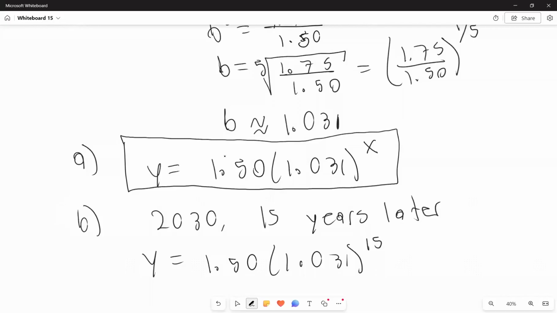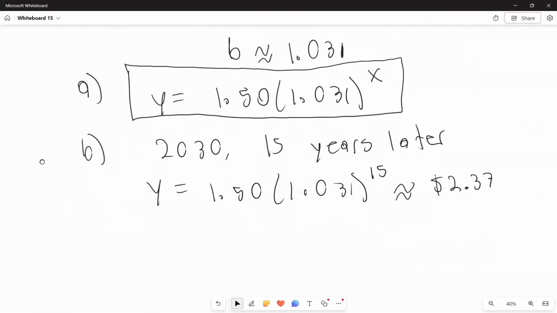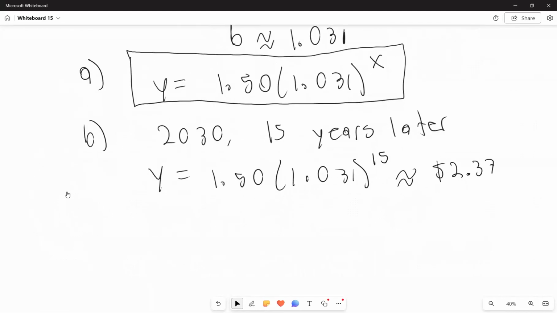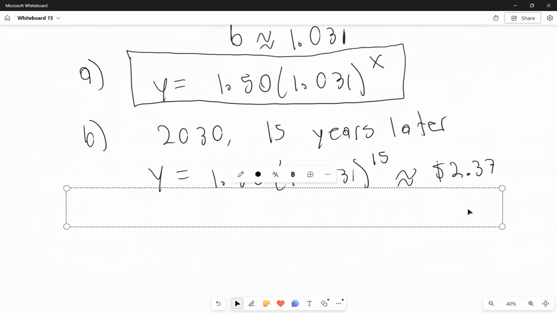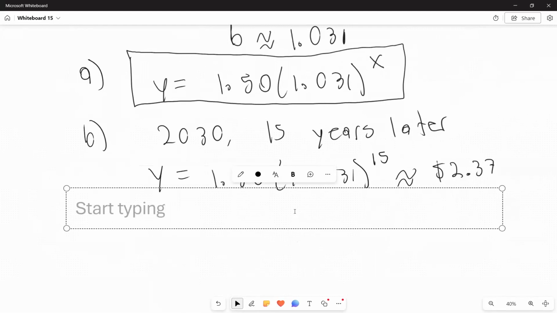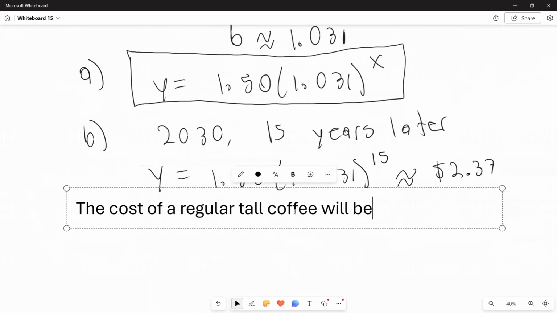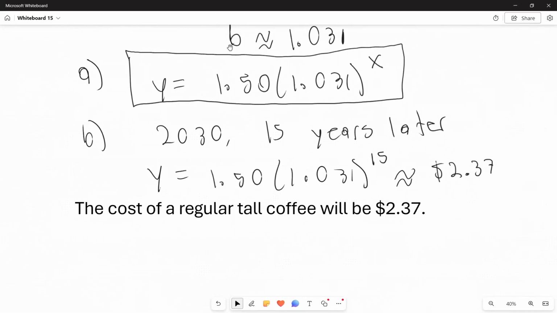So most likely, Starbucks is going to sell it at $2.40 rather than $2.37, but that gives us an idea. Okay, so yeah, final answer, we're going to write a statement. So in 2030, according to this model, the cost of a regular tall coffee will be $2.37. So that's it. Thank you for listening.